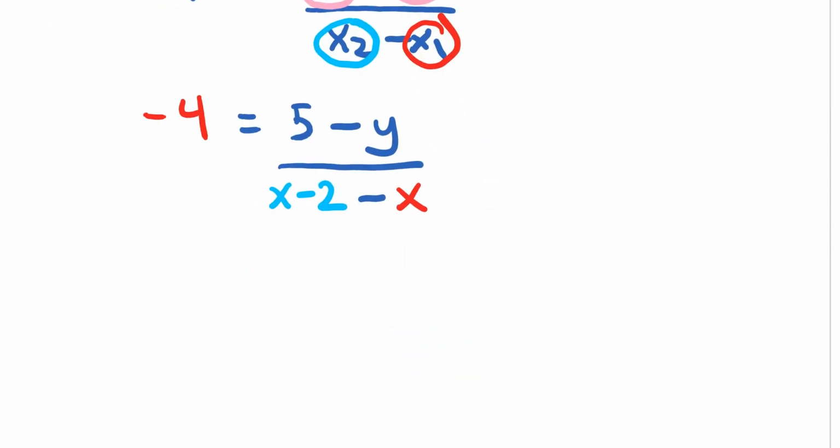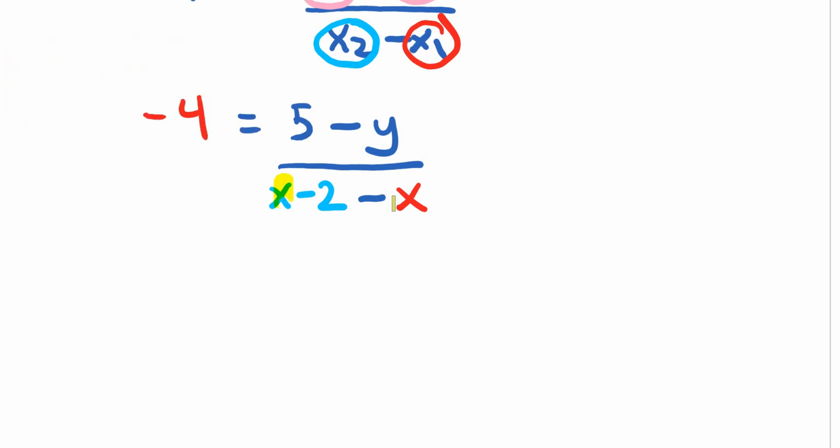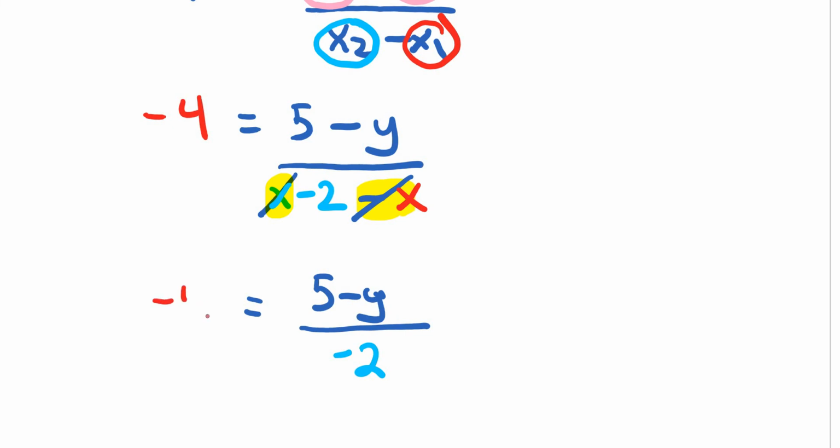So take a look at this expression right here. We have more variables in our expression, but take a look at the denominator here, right? So here's an x minus x. What is x minus x? Well, x minus x, those will just cancel off, giving you just -2 on the denominator. And then on the numerator, you still have 5 minus y, and on the left-hand side, you have -4.